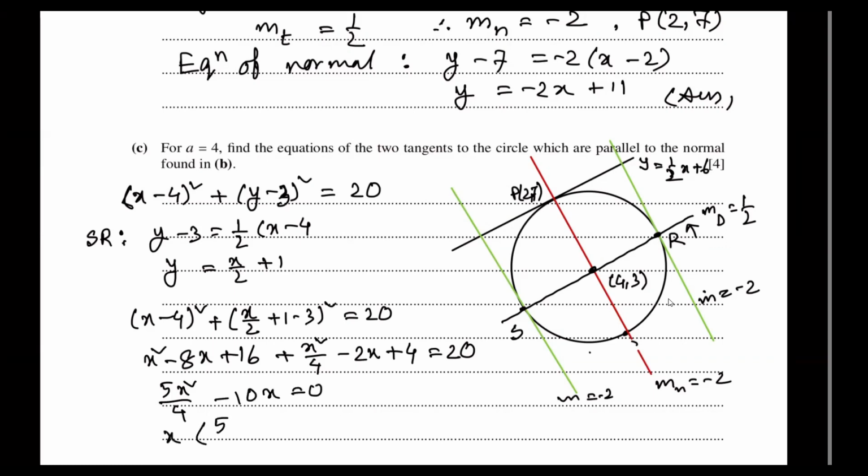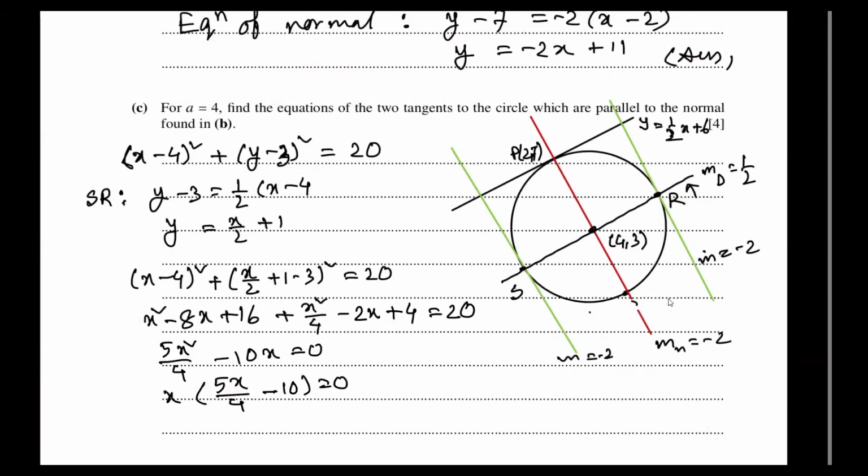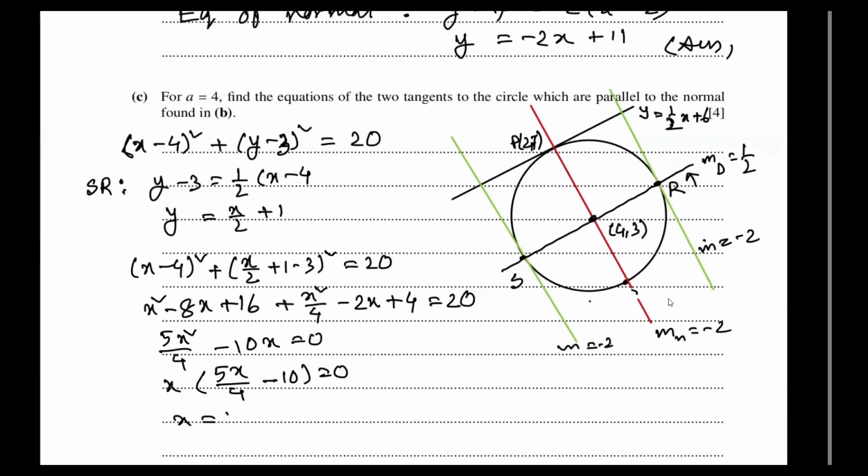So if you take x common, x times (5x by 4 minus 10) equals 0. So we have two values of x. x is 0, and the other one is 10 divided by 5 by 4, so that's 8. When x is 0, y is 1, and when x is 8, y is 5.